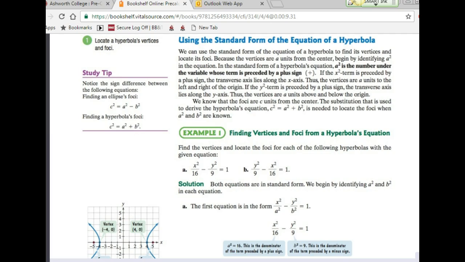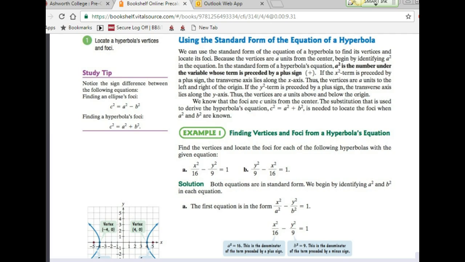Now, a couple of other reminders. A represented in an equation of a hyperbola, when you're talking about the general form, which is this part right here, A always represents the distance from the center to the vertex. Okay, B represents the distance from the center to what we call the co-vertex, and of course C is the distance from the center to the foci, or the focus. Now, the focus is always on the same line as the vertex.